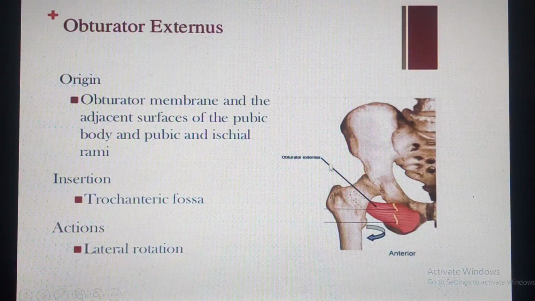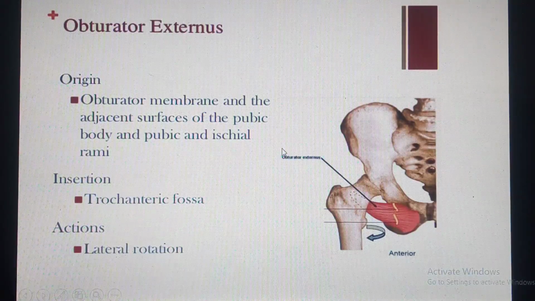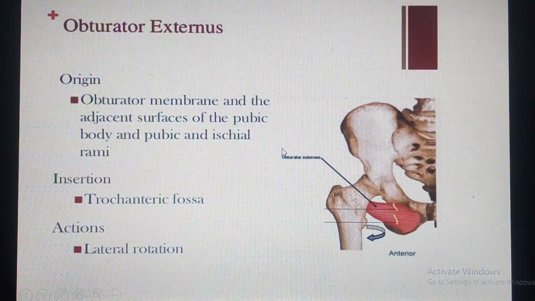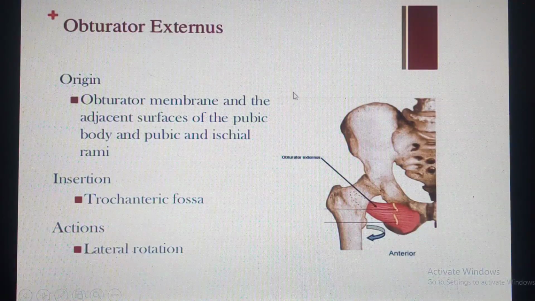Now, the other muscle that we are going to look at is the obturator externus muscle. Remember that for obturator internus, we saw it when we were looking at the gluteal muscles. The obturator internus was needed to help in lateral rotation of the thigh, of the lower limb at the hip joint. But this time around, this obturator externus will be antagonistic to that of obturator internus muscle.